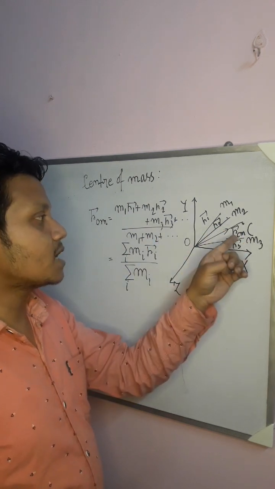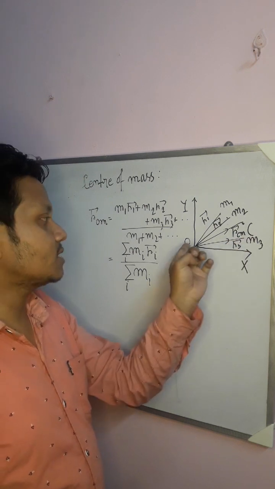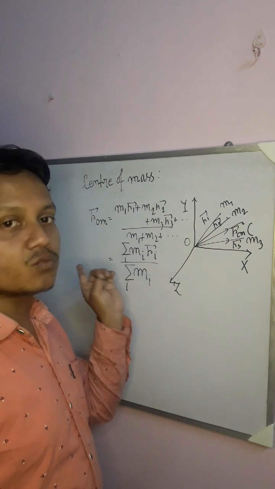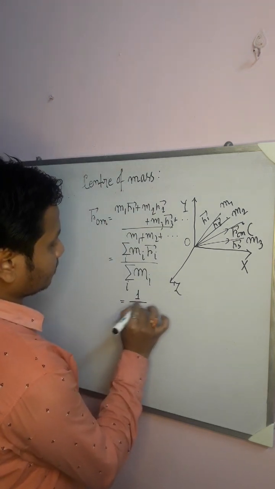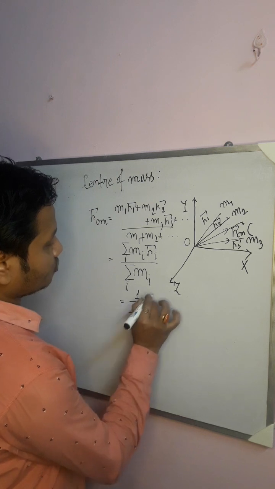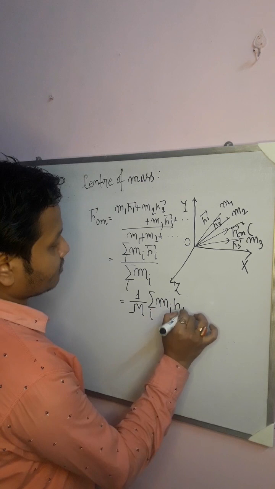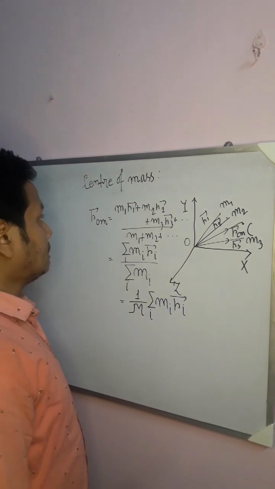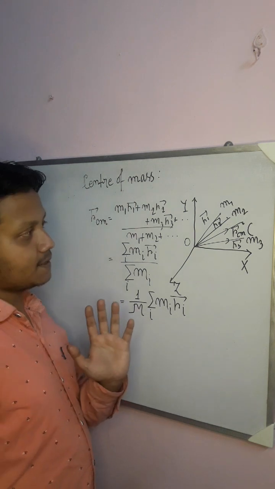So if r_cm is the position vector of the center of mass with respect to O, then it is defined in this way. That means we write capital M, the entire mass of the system or the body. Okay, so this is how the center of mass is defined.